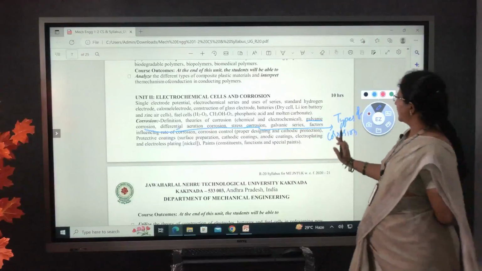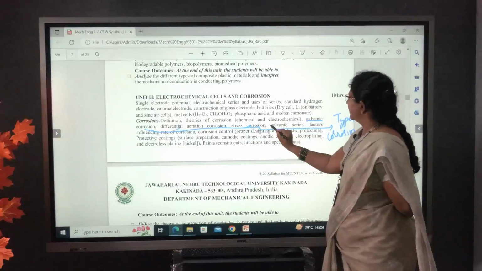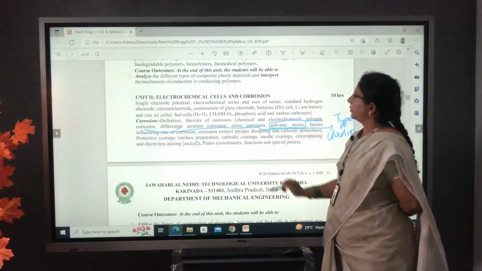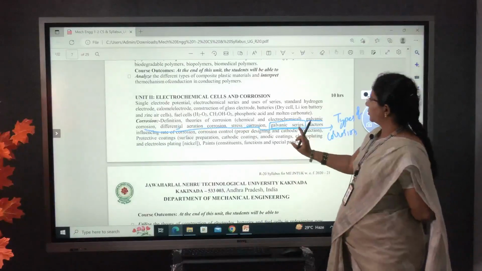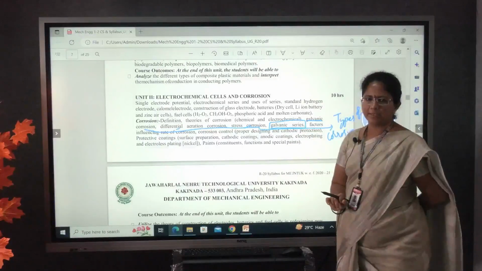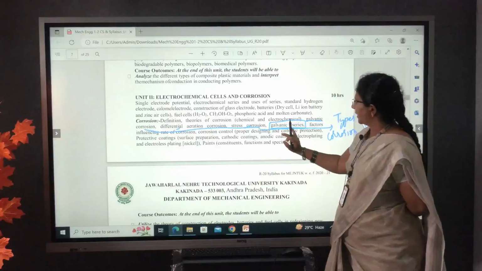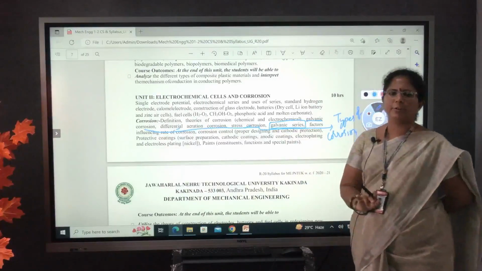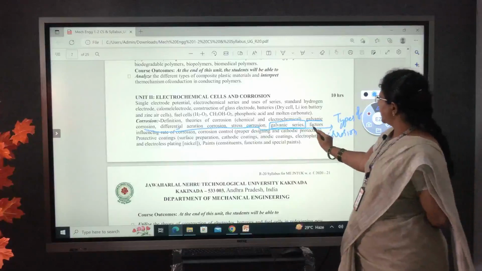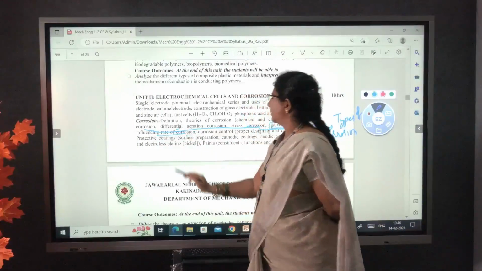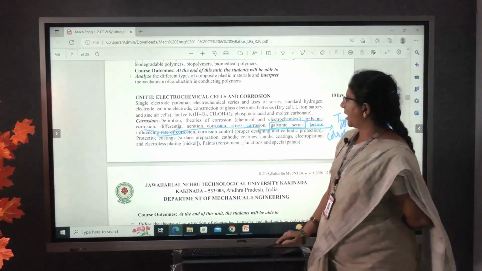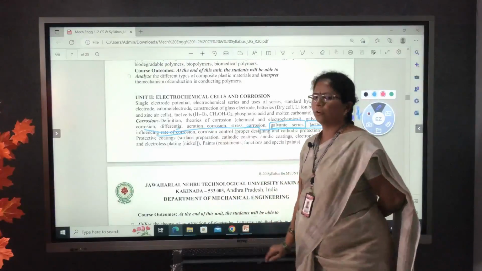After discussing about these types of corrosion, we will discuss the galvanic series. In electrochemical cells we will discuss the electrochemical series, and in corrosion we will discuss about the galvanic series. So this galvanic series has been developed basing on the rate of the corrosion. Next we will discuss about the factors that influence the rate of corrosion. After discussing all these, we have to discuss about the corrosion control methods.